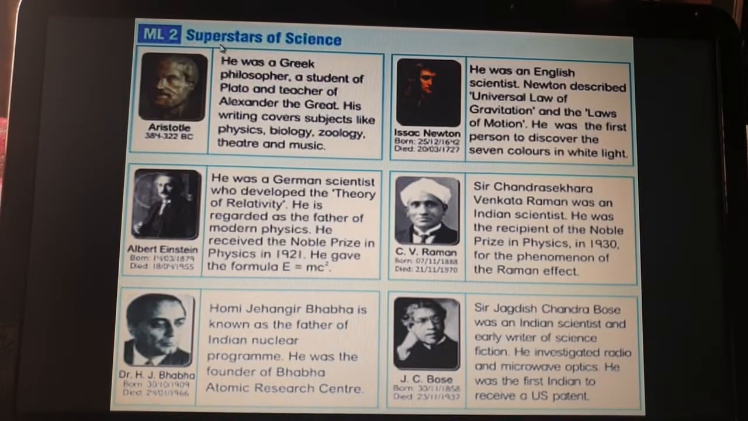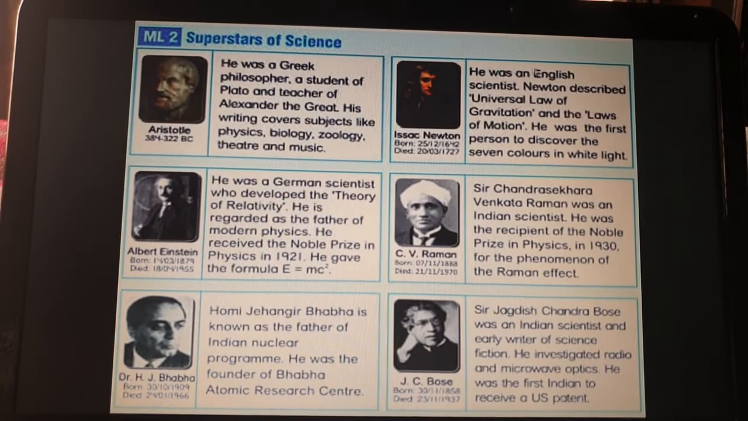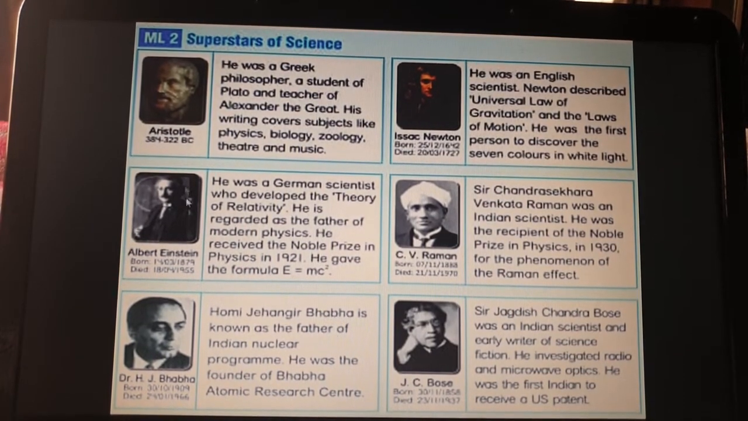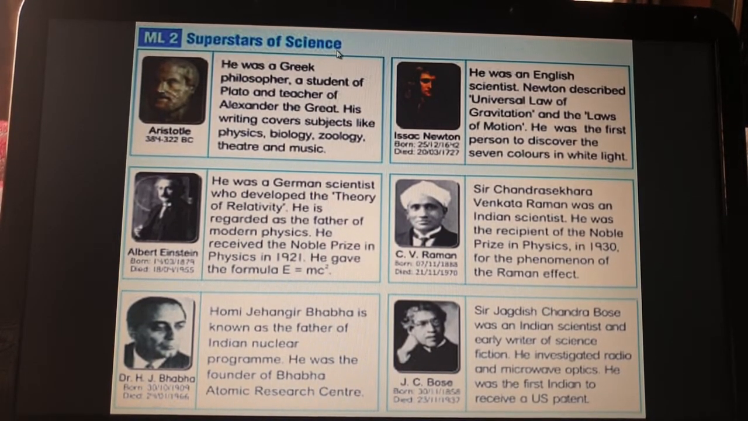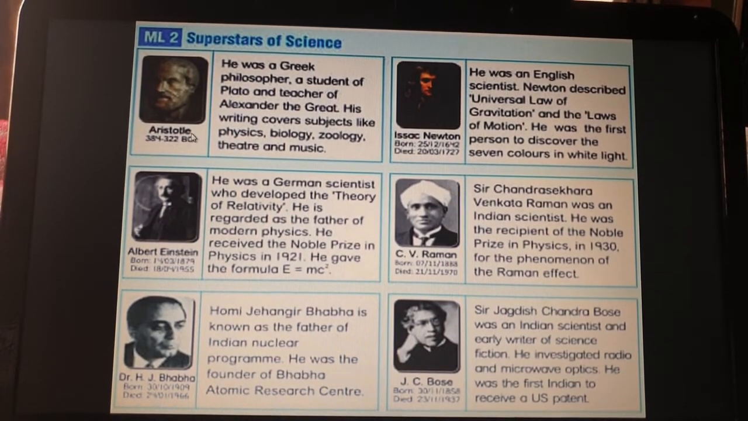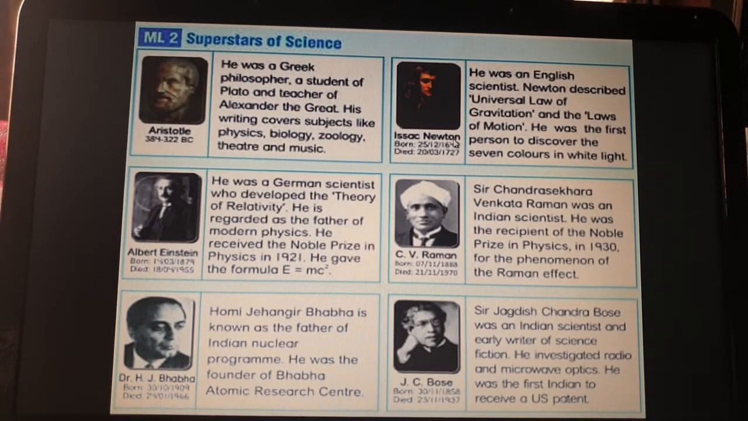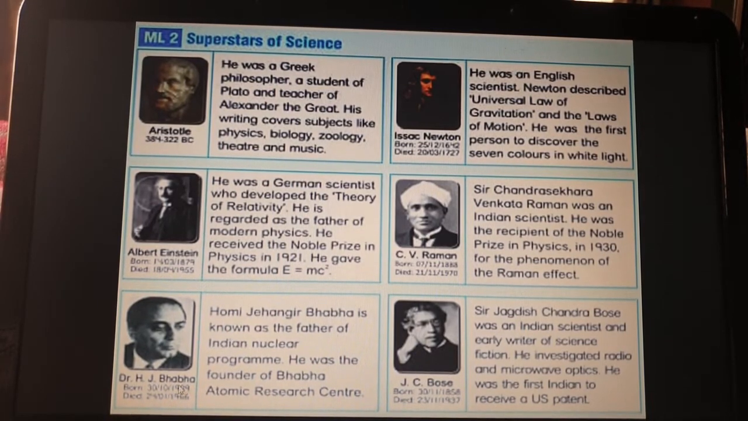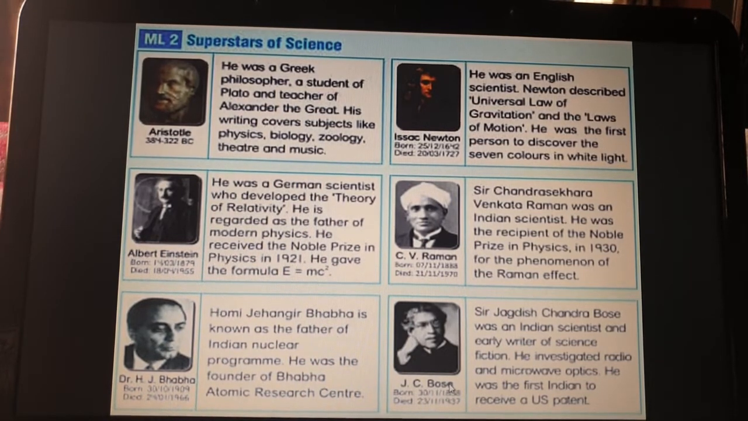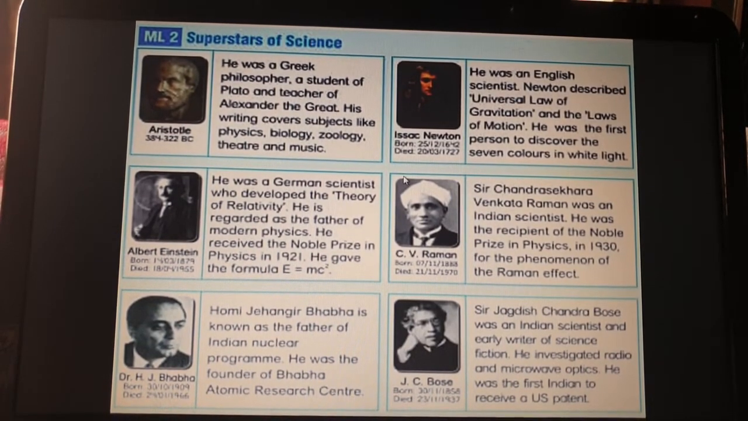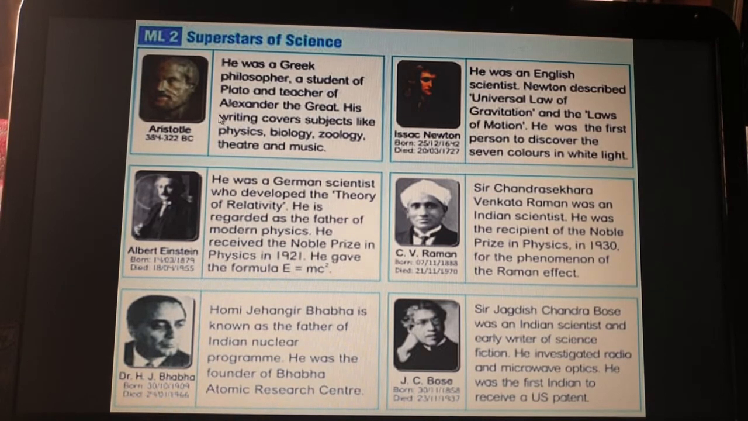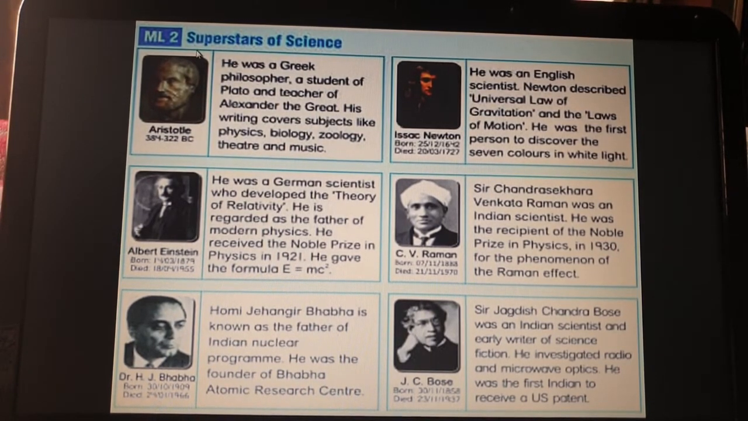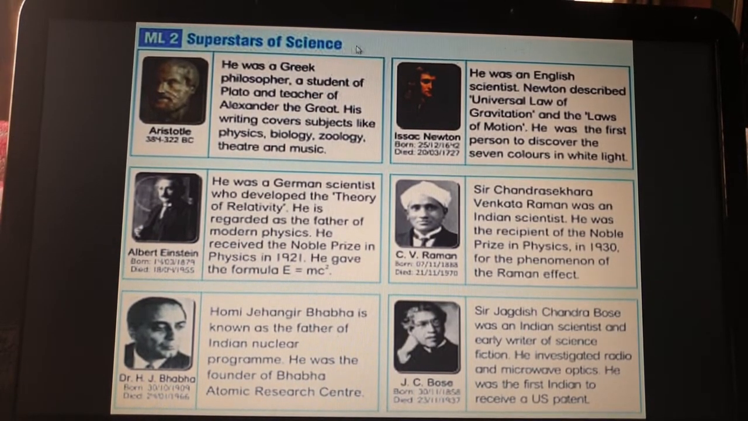Here you can see some people. These are all the superstars of science, that is, they are scientists. First is Aristotle, Isaac Newton, Albert Einstein, C.V. Raman, Dr. H.J. Bhabha, J.C. Bose. So these are the scientists. They are associated with science, and that is why we call them the superstars of science.